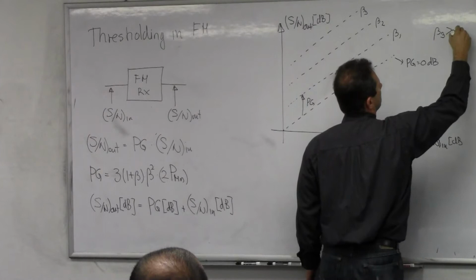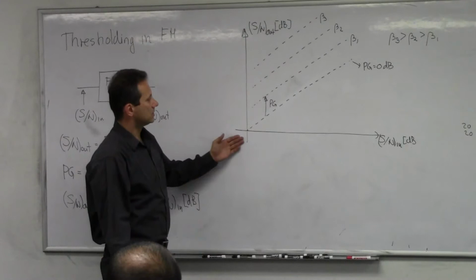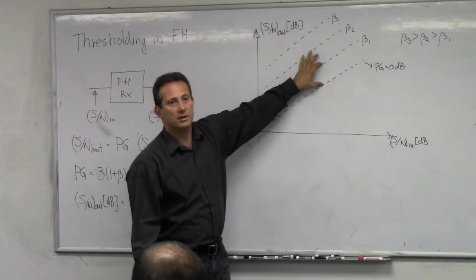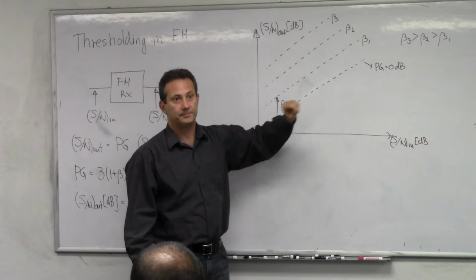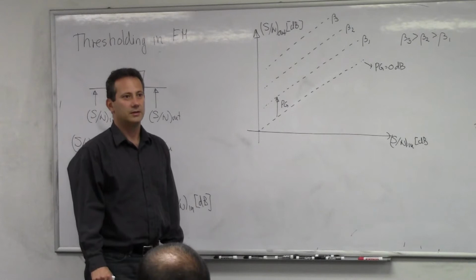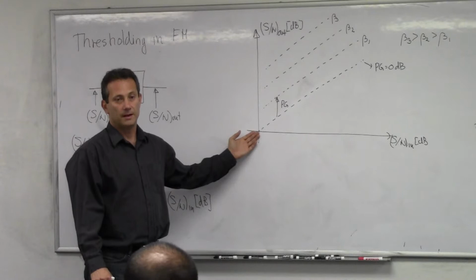where beta 3 is greater than beta 2, which is greater than beta 1. What this graph says is, if you have a given signal-to-noise ratio and you're using beta 1, this is the signal-to-noise ratio at the output, and the distance of this graph from the straight line that goes through the origin with unity slope is your processing gain. So that's beautiful. If you look at this, what would be your inclination? Why don't I use beta as large as I can, right? There is definitely an incentive here to make beta as large as possible.